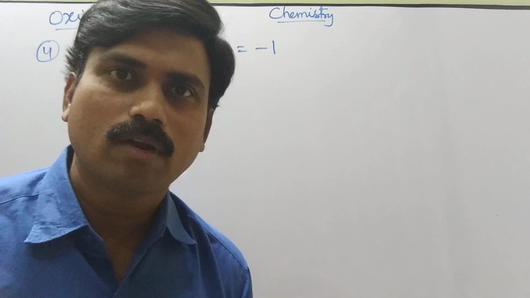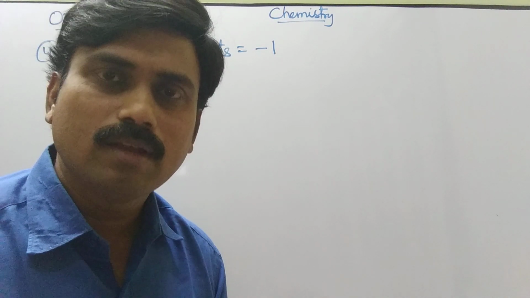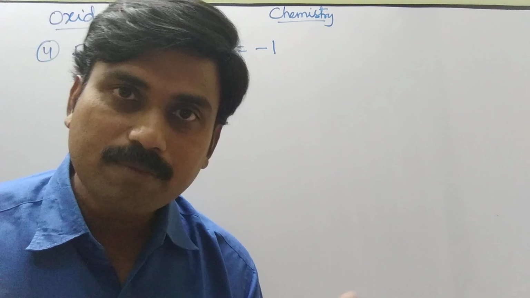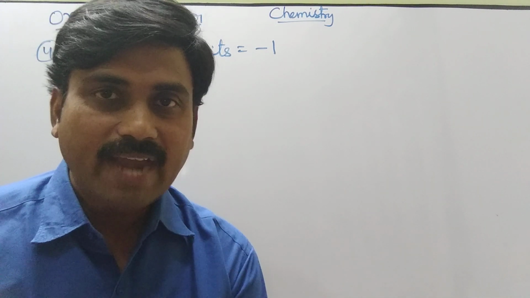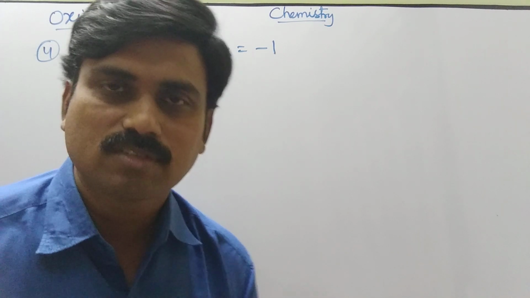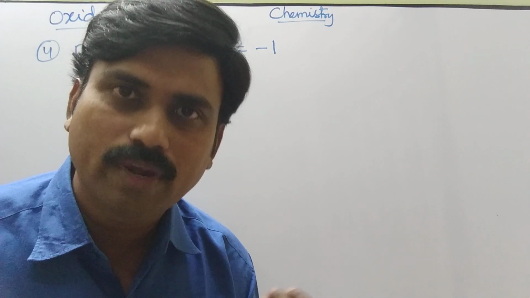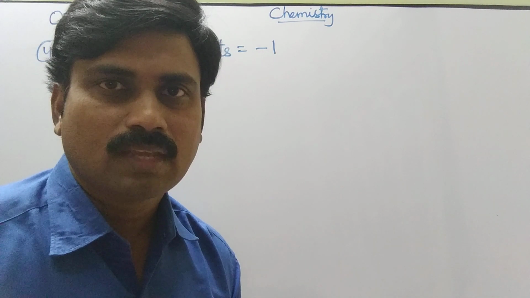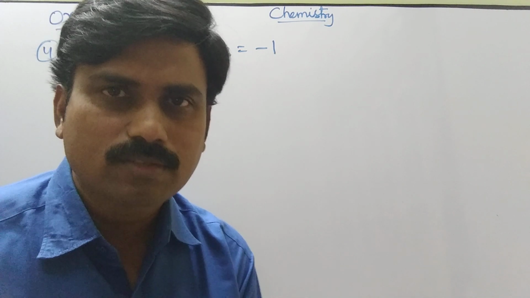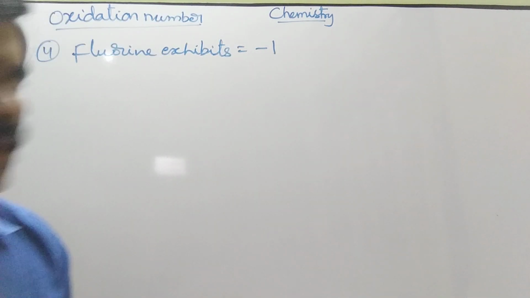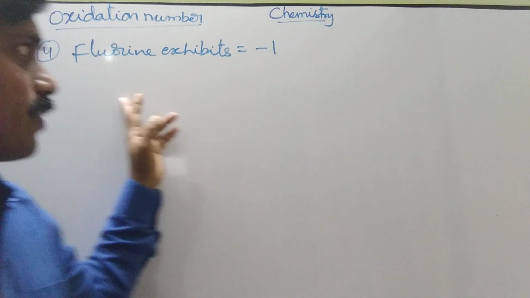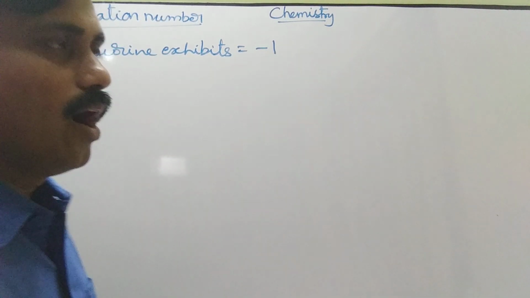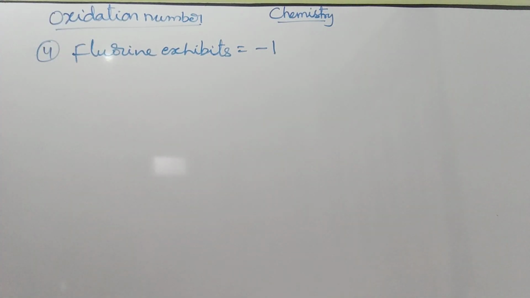If it is a covalent bond, fluorine is a nonmetal which forms covalent bonds with nonmetals. Even after formation of the covalent bond, fluorine attracts the shared pair of electrons towards itself because it has the highest electronegativity, and its electronegativity value is 4. That's why fluorine can gain electrons from any element. That's why in our entire syllabus, the -1 oxidation state is exhibited by fluorine. So it is always a negative oxidation state.